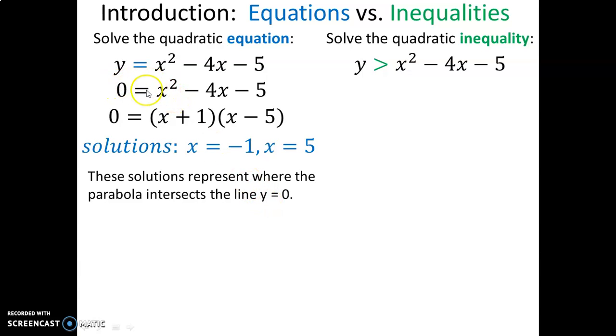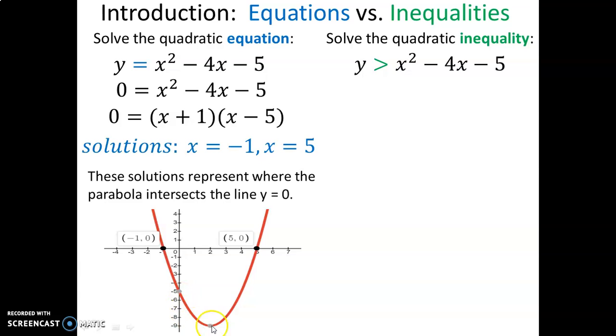So notice at this step here, we have this parabola, and we're saying it equals 0. So it's basically saying, when is this parabola equal to a line at y equals 0? Here's our parabola, here's the line y equals 0, and in this statement we're asking when this parabola is equal to y equals 0. Well, it's equal to y equals 0 right here and right here, and those are our two solutions, which are our x-intercepts.